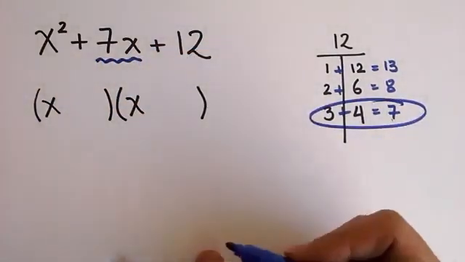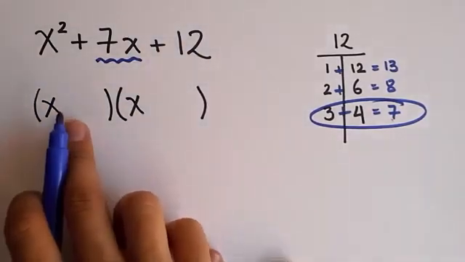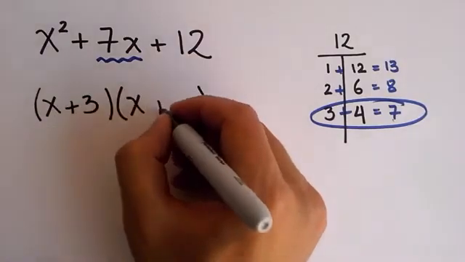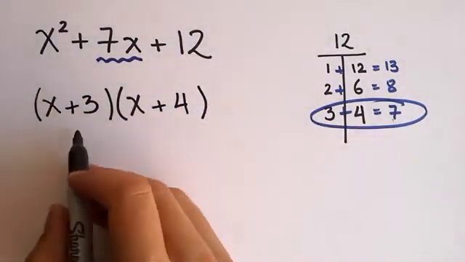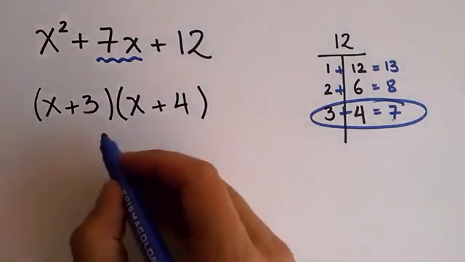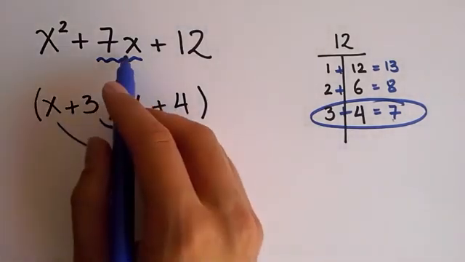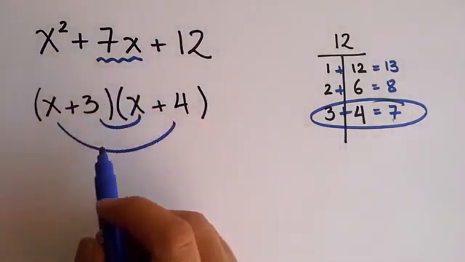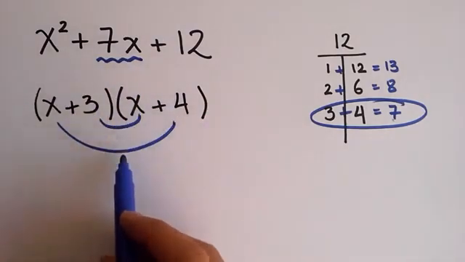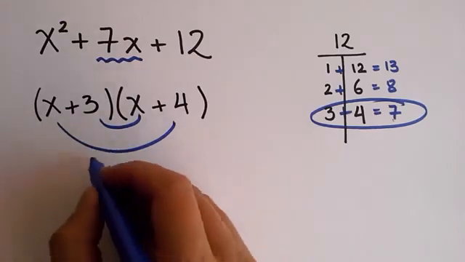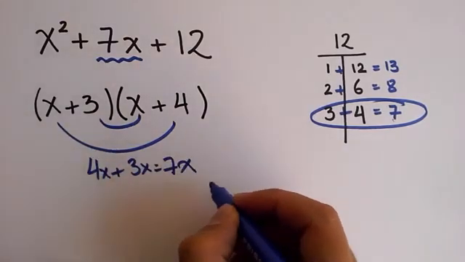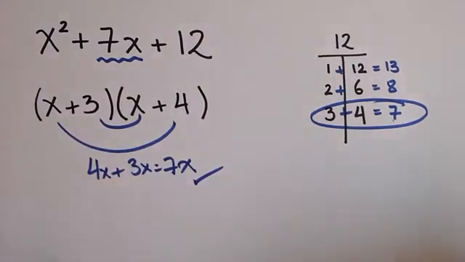So these two terms that you found here are the numbers that should become part of your parentheses, exactly with the same signs. Notice that the two of them were positive, so here I write positive 3 and positive 4. Now, why does this work? Pretty much because you know that this term in the middle is the result of adding 4x and 3x, which are the products of these two. So 4x plus 3x will be giving us 7x. That's why this works.